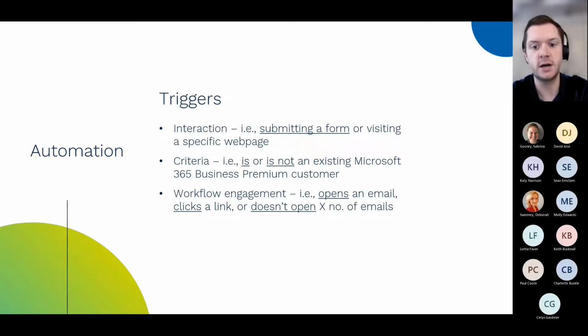So somebody submits a form on your website. It might be to download an infographic that you just created around Business Premium. It might be a report, it might be an ebook, it might be a webinar sign up, anything like that. We can trigger based on that.